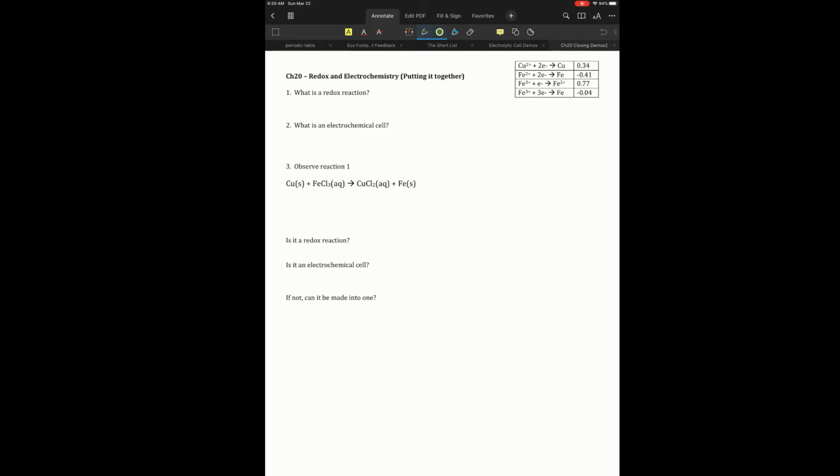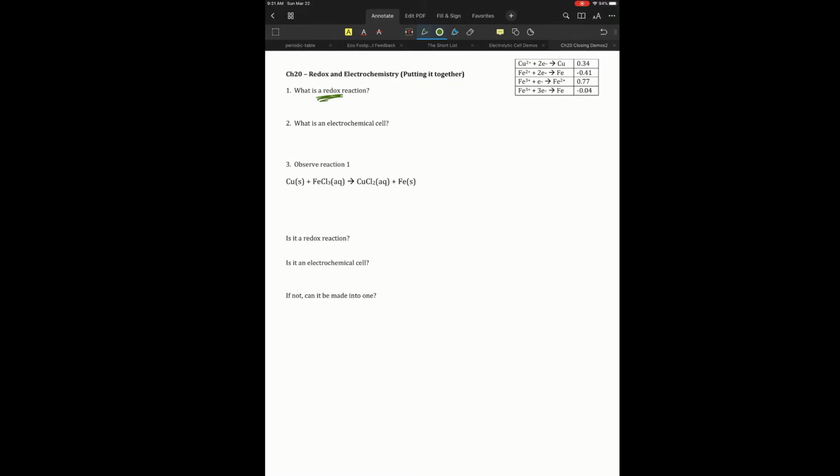Hello AP Chemistry, and welcome to the closing demos for Chapter 20, where we are going to take what we've learned and put it all together. You are going to show that you understand what redox means versus what an electrochemical cell means, and how we can take those two and make them do what we need them to do.